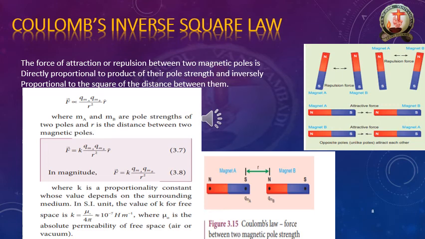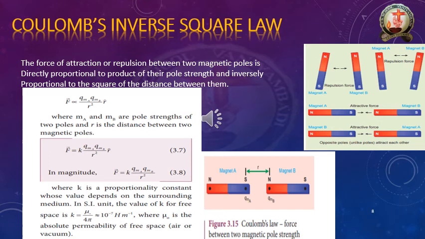Okay, in the magnitude format you are writing, there is no need to write the unit vector. So mod F is equal to K QMA QMB by R square, where K is the proportionality constant. What is K? Proportionality constant, whose value depends on the surrounding medium.